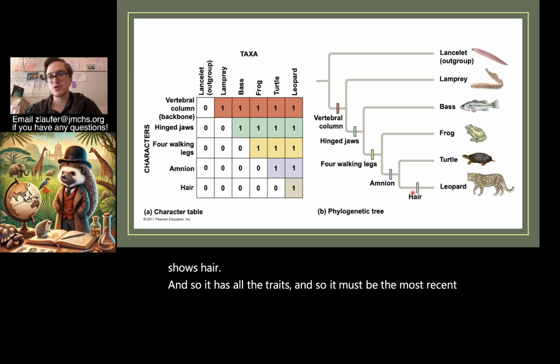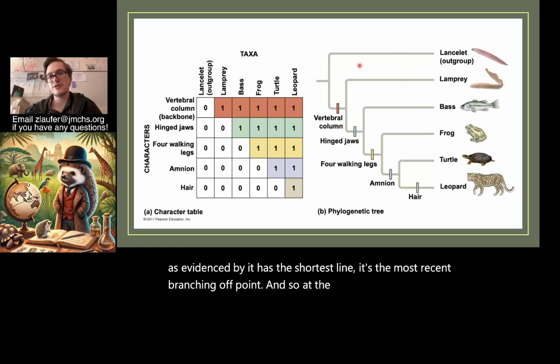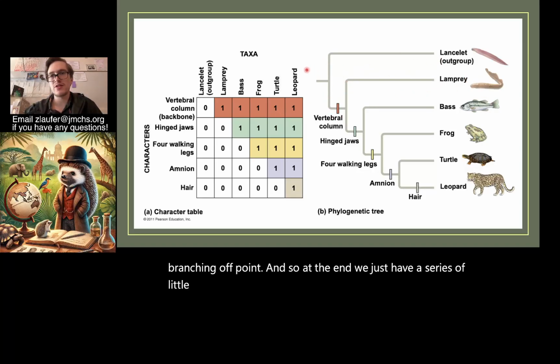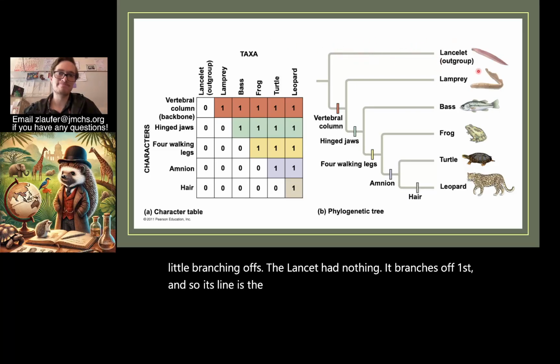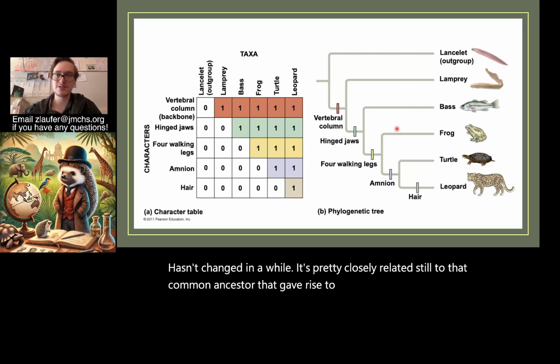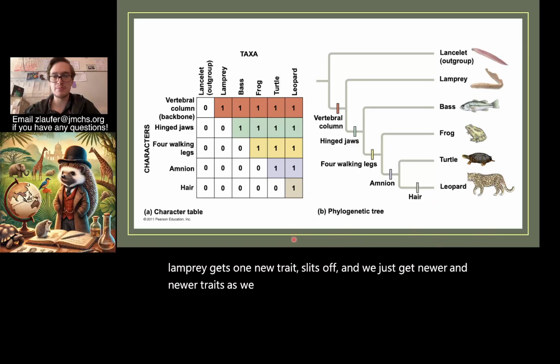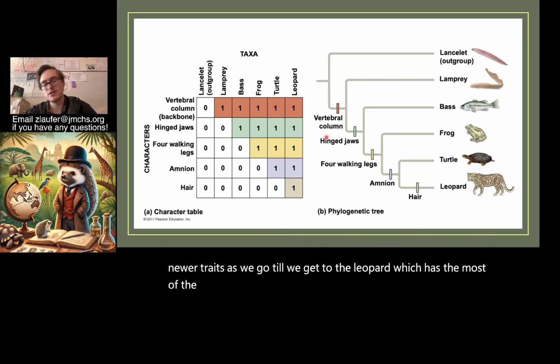As evidenced by, it has the shortest line, it's the most recent branching off point, and so at the end, we just have a series of little branching offs. The lancelet had nothing, it branches off first, and so its line is the longest, meaning it hasn't changed in a while. It's pretty closely related still to that common ancestor that gave rise to these other things. The lamprey gets one new trait, splits off, and we just get newer and newer traits as we go till we get to the leopard, which has the most of the traits, meaning it is the most recent to evolve.